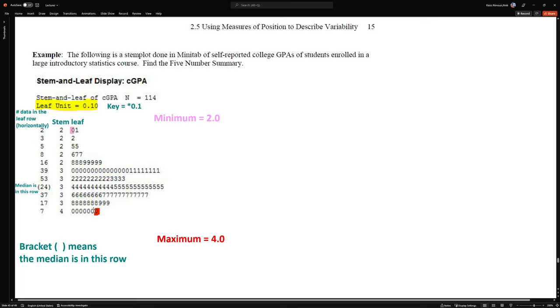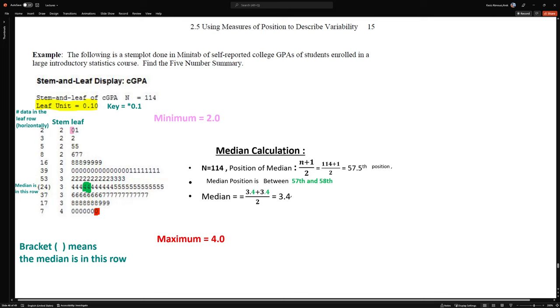And similarly for the maximum, it is 4.0. Because if the leaf unit was 1, it would have been like 20 instead of 2. So the last one is the maximum number.